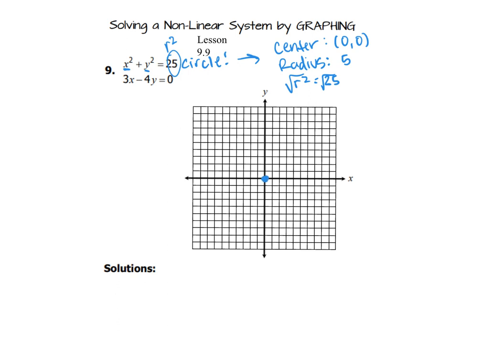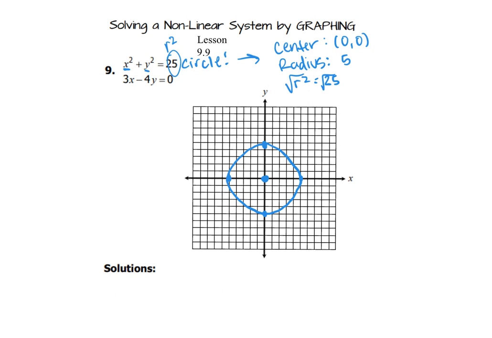So we just start this point by going to 0, 0 for our center. And remember, when we graph circles on paper, we need to do 4 points for a radius. We're going to go 5 points right, 5 points down, 5 points left, and 5 points up. And we're going to make a circle the best we can.